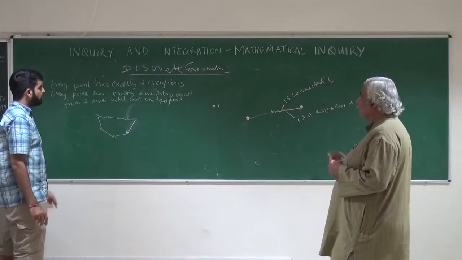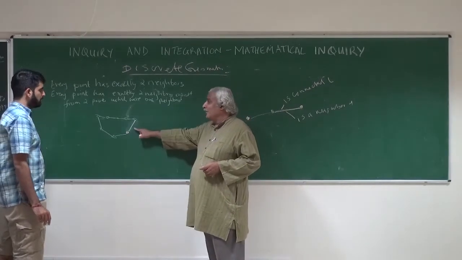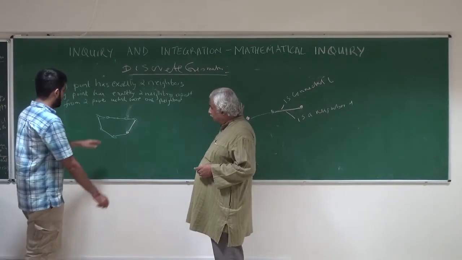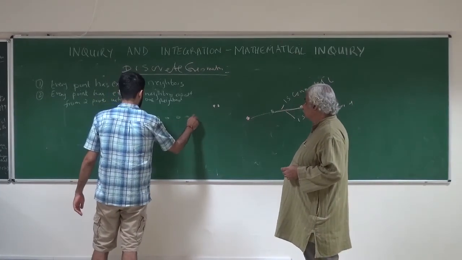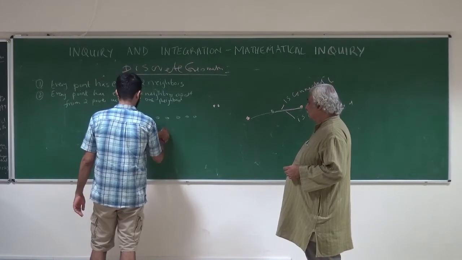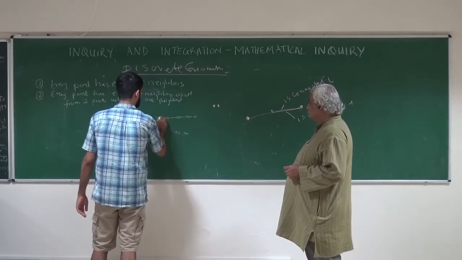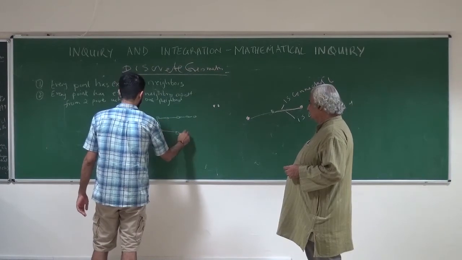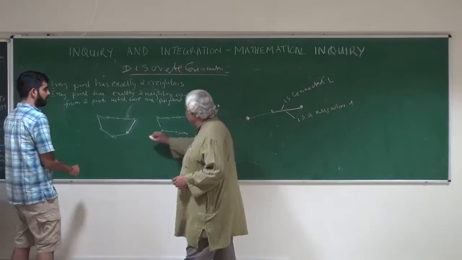Depending upon how you set up the world, this will be allowed or not allowed. So let's put these two worlds side by side. Let's keep the same number of points. So this is world 2 and this is world 1.